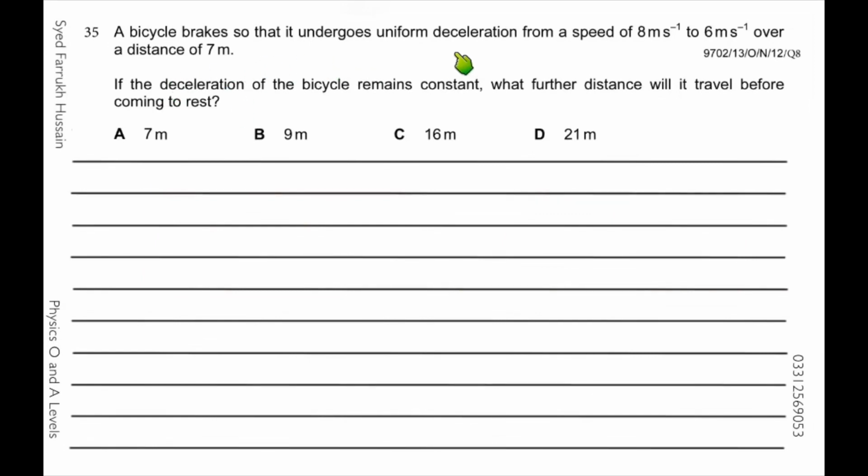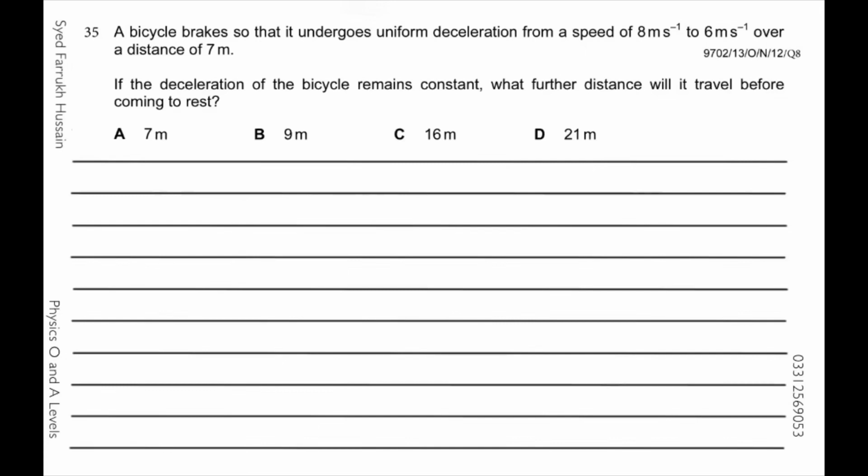A bicycle brakes so that it undergoes uniform deceleration from 8 to 6 meters per second in 7 meters. The deceleration is the same. Now you have to find out how much further it will travel before coming to rest. So there are two conditions, initial and final.